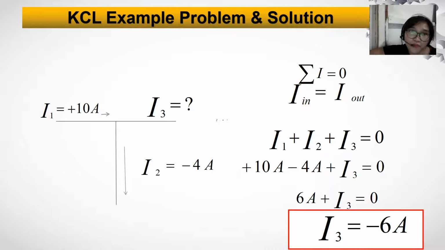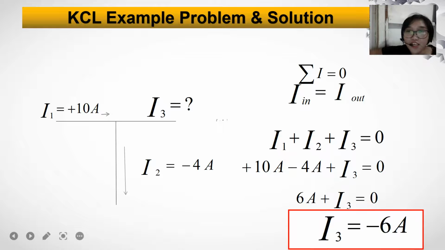So now I have a problem to solve with a solution in KCL, Kirchhoff's current law. I got the circuit here as an example, and current I1 is positive 10 amperes, and current I2 is negative 4 A because it's leaving, and I3 is the unknown. That's what I'm going to find.